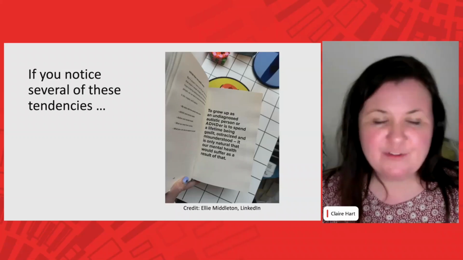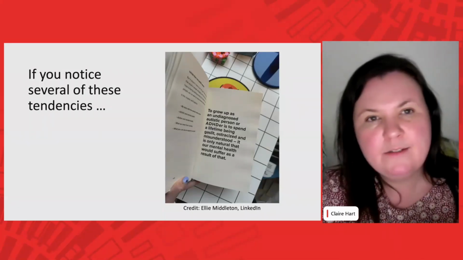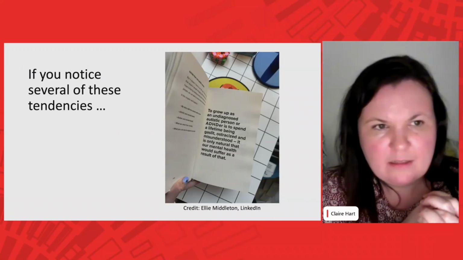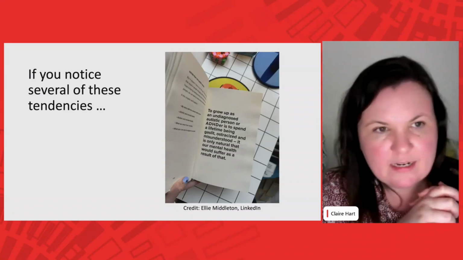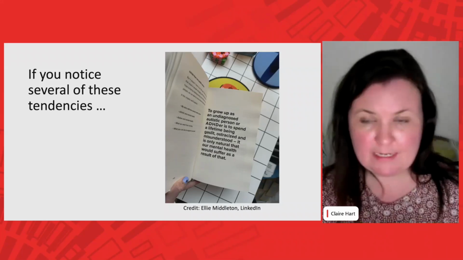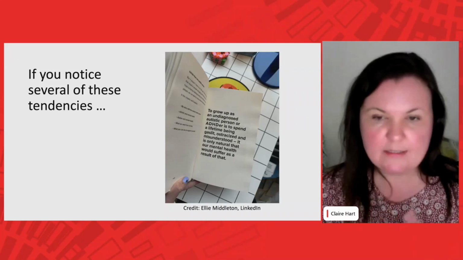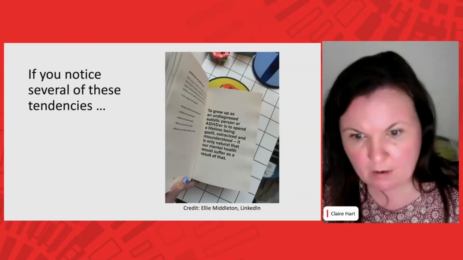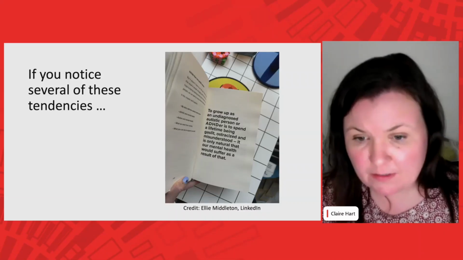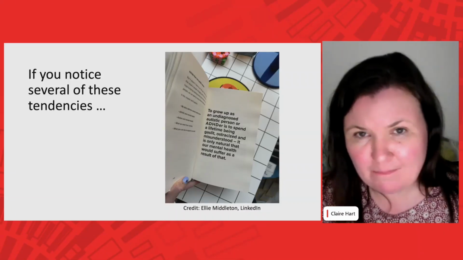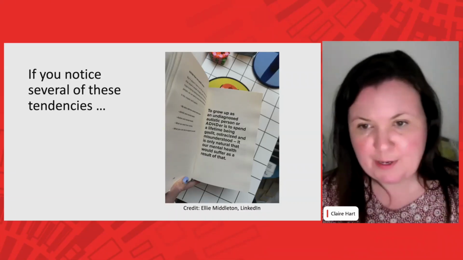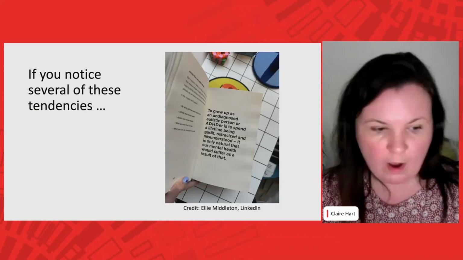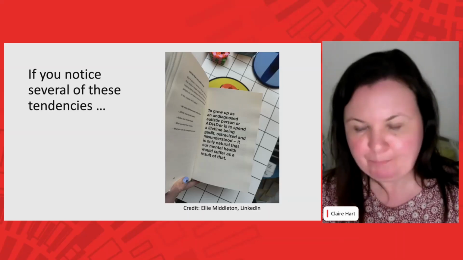So if you notice several of these tendencies, it's a good idea to maybe have a chat with the parents first if you can, and just mention what you've noticed and leave it with them, because they're ultimately going to be the ones who are going to have to go and find a diagnosis for the child. The child can't do it themselves. And I think it's important that you do this because being an undiagnosed autistic person can be very difficult, not knowing why you are doing the things that you're doing.